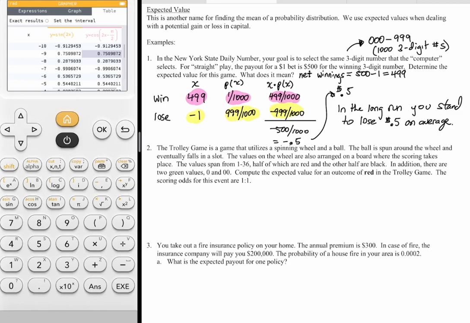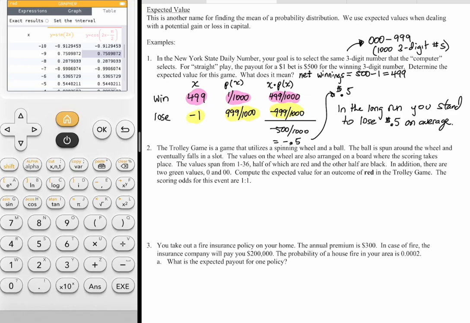Trolley game is a game of chance that involves a spinning wheel and a ball. You spin the ball around the wheel, and eventually it'll land in a slot. The slot corresponds to a value on the table where the wagers take place. For now, or at least for this example, I'm going to start off with something very, very basic.